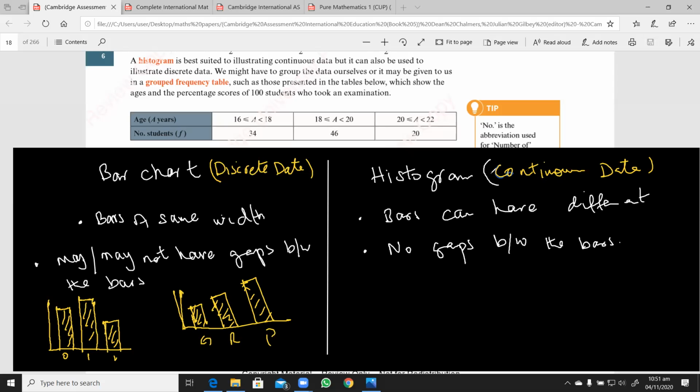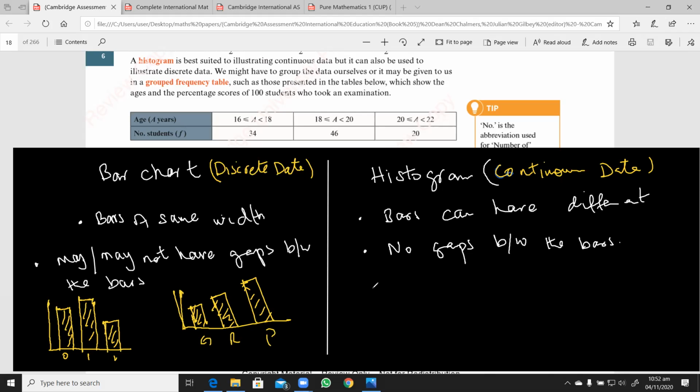Sometimes we are asked to draw the histogram for discrete data as well. In that case, you will have to convert that discrete data into continuous data, because the data has to be continuous. For example, we don't give marks in points in Cambridge. You can have 1 mark, 2 marks, or 3 marks. You cannot have 3.1 marks or 4.5 marks.